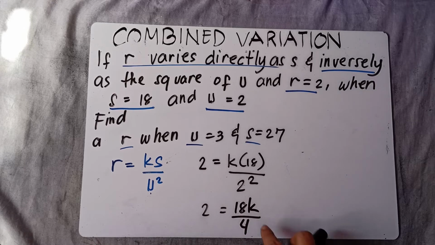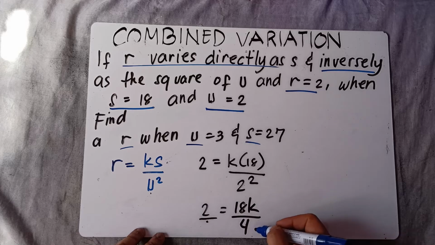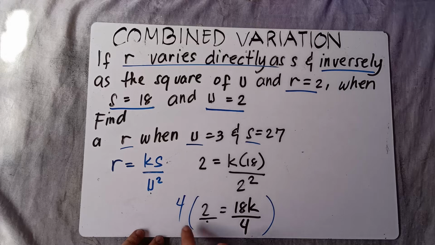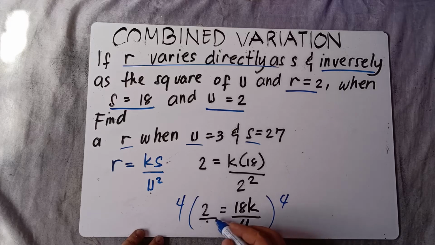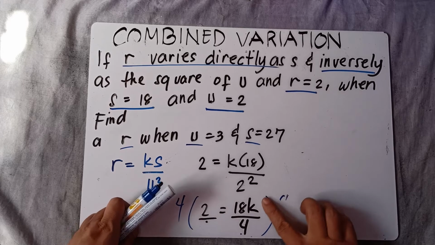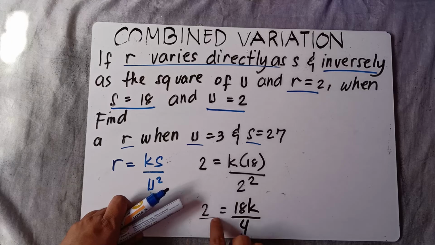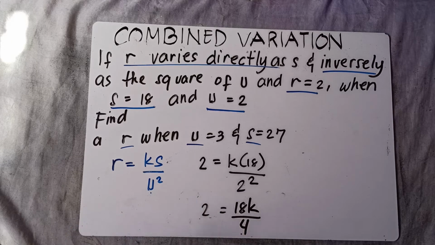So you can reduce 18 and 4 by 2, or you can just simply cross multiply, or you can multiply both sides by 4. In mathematics class, there are many solutions. You can multiply both sides by 4 to cancel 4. So 4 times 2 is 8, then 4 times 4, cancel 4, so this will be 8 equals 18K. This is the same. It depends on you, class, because in math we have so many different solutions, but you will come up with the same answers.